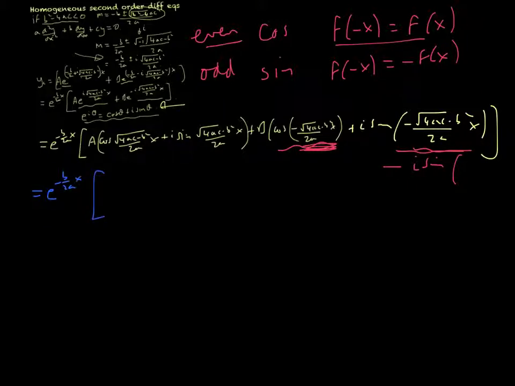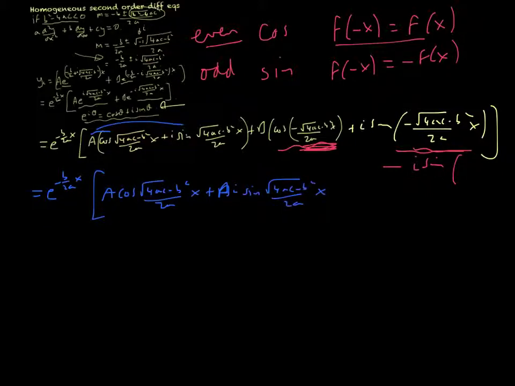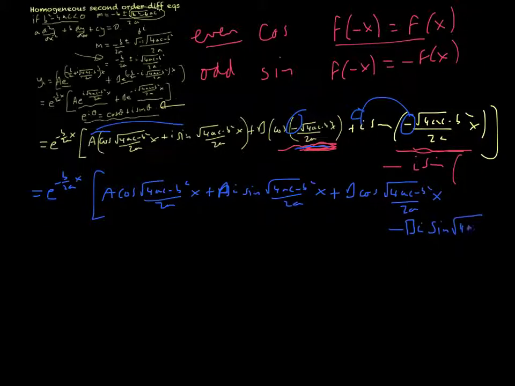So e to the minus b over 2a x, and this time I'm going to multiply out these brackets at the same time. So a cos square root 4ac minus b squared over 2a x, plus a i sine square root 4ac minus b squared over 2a x, plus b cos, and remember, this minus here is now a positive because it's exactly the same thing, so 4ac minus b squared over 2a x. And then we're going to have our next section, but remember this minus comes outside here. So we're going to have minus b i sine square root 4ac minus b squared over 2a x.